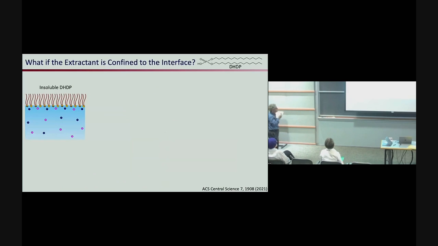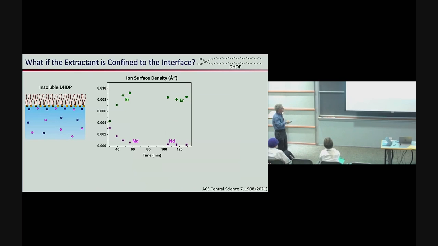So now we said, well, what if we used an extractant that just stays at the surface? So we don't have these competing bulk effects. So we use this other extractant. It has longer tails, which make it much less soluble in the water. The head group is exactly the same, so more or less the interactions with the ions are the same. And again, we mix neodymium and erbium together, and then we measure the surface density as a function of time.